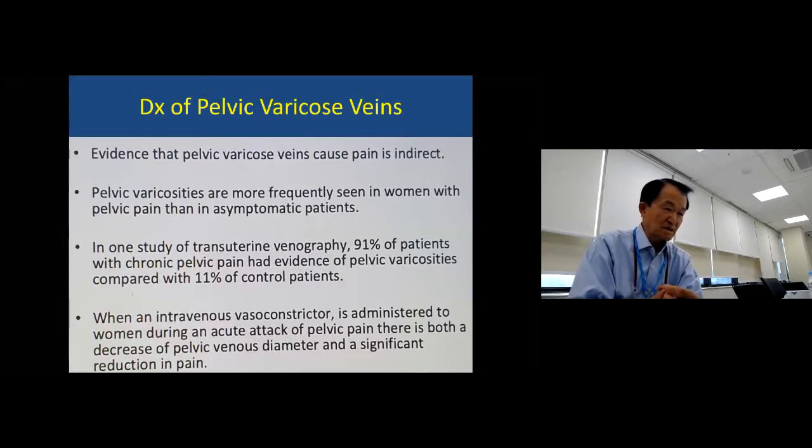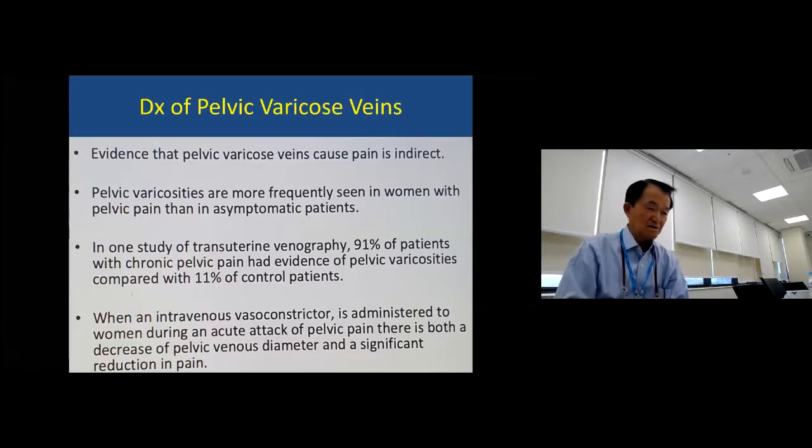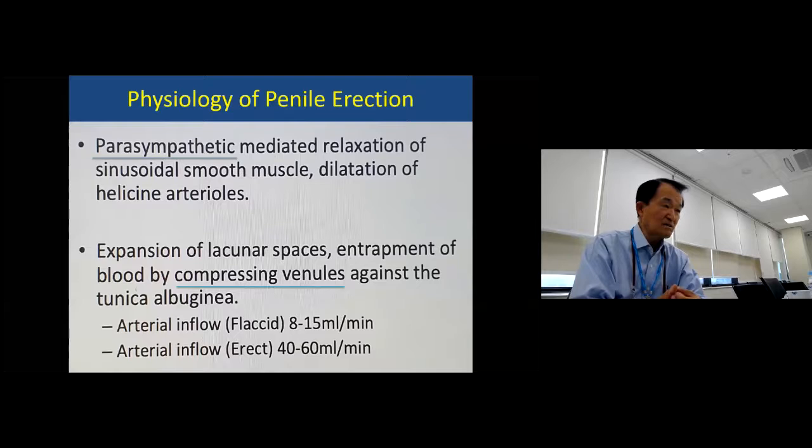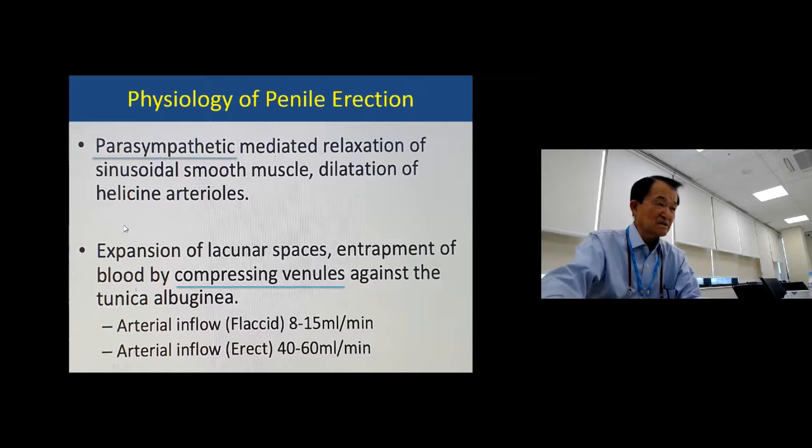Varicosity can be asymptomatic, but chronic pelvic pain should include this kind of pelvic venous varicosity. And then also in the male, penile erectile dysfunction is also caused by this kind of vascular thrombosis. And the penile erection is a sort of parasympathetic relaxation of muscles and dilatation of arteries.